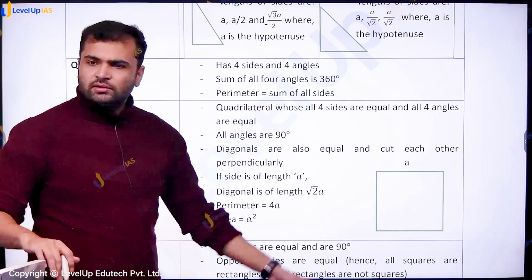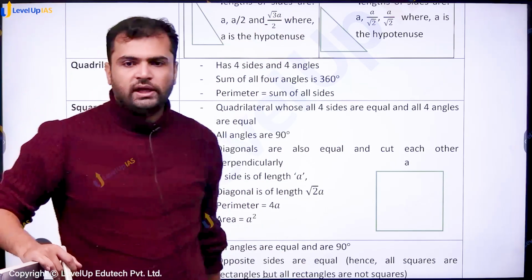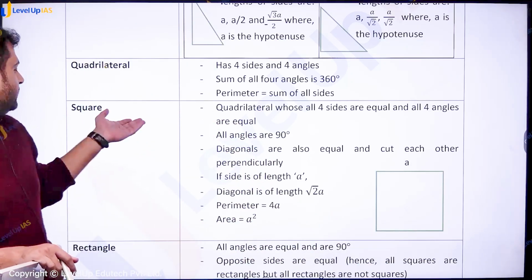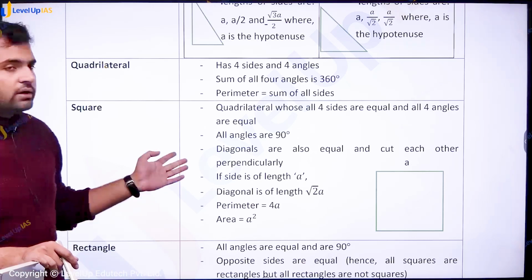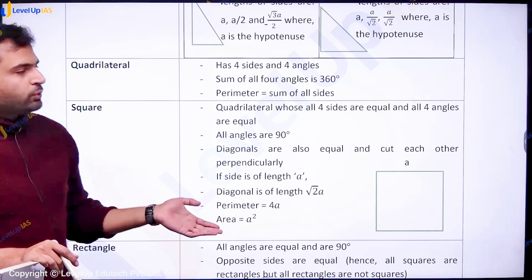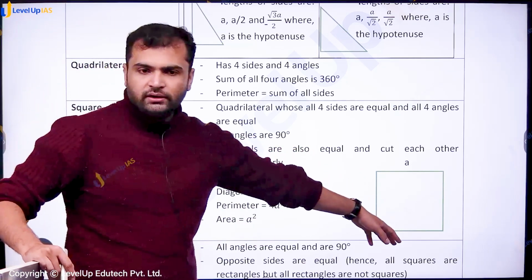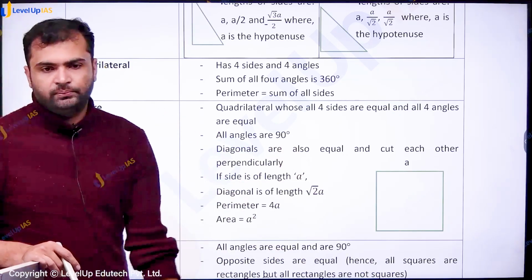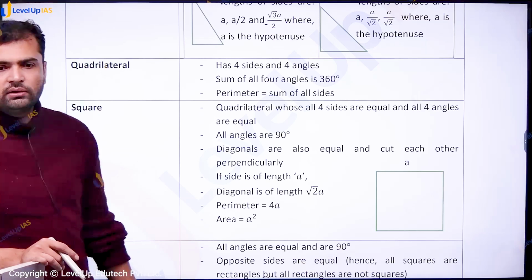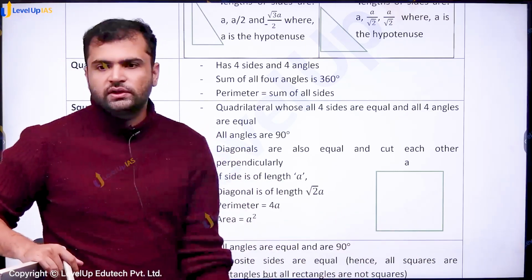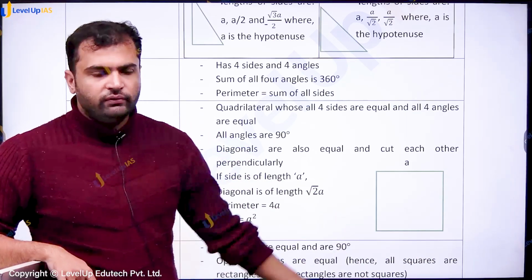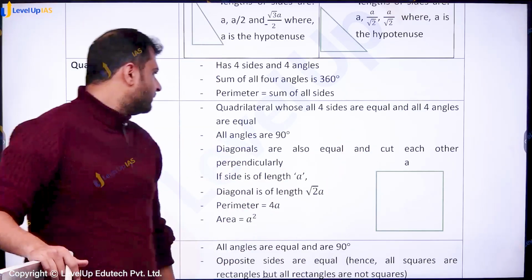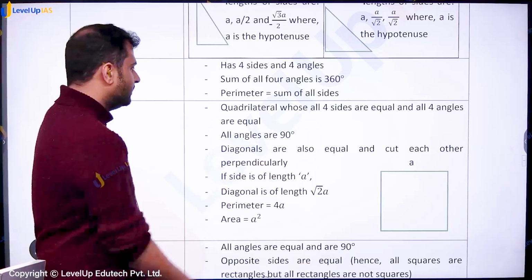And perimeter is the sum of all the lengths of the sides, right? Perimeter is defined like that. Then the first quadrilateral we want to see is a square. A square is a quadrilateral where all sides are equal and all angles are equal. All angles equal means 90 degrees, because the total is 360 degrees. Every angle would be 90 degrees plus all sides are equal. This is the length A, all angles are 90 degrees.